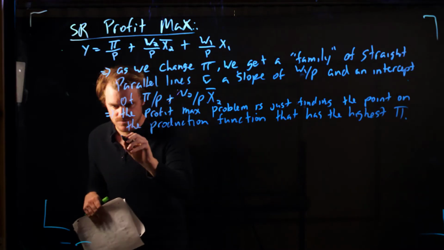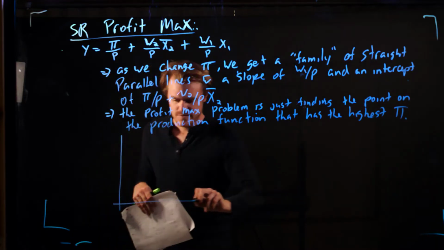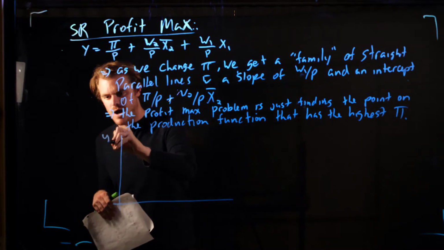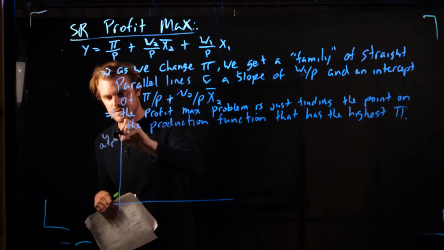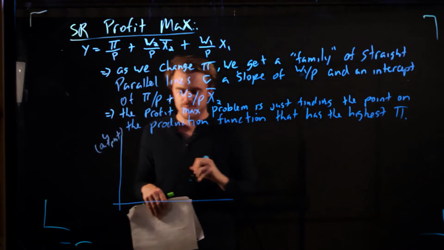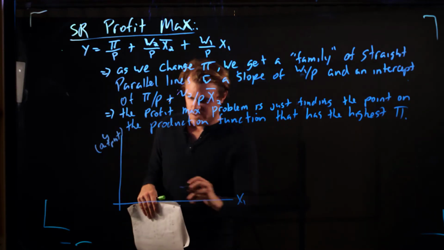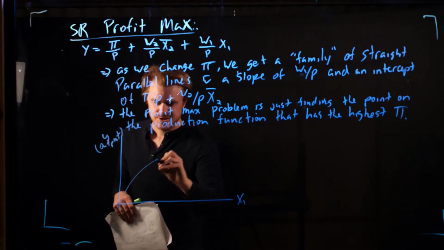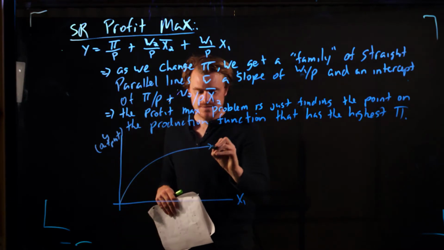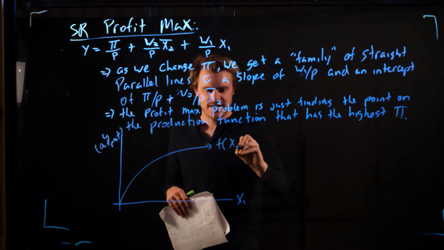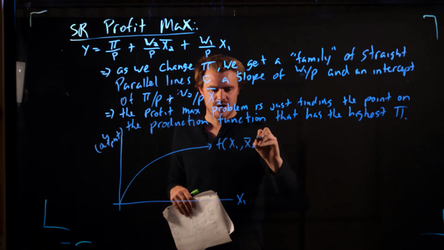All right, so here's our Y, or our output. Right, the amount we're producing. Here's the amount of x1. This is our production function. Maybe it looks something like this. So this is f of x1, x2 bar.